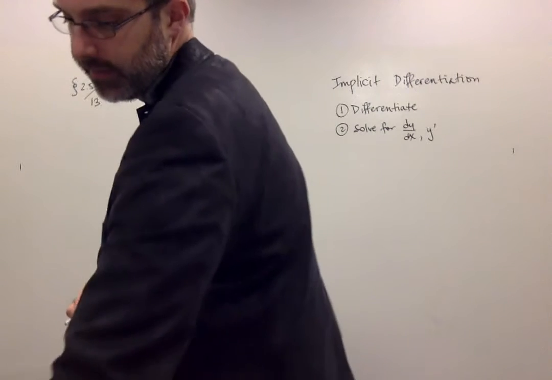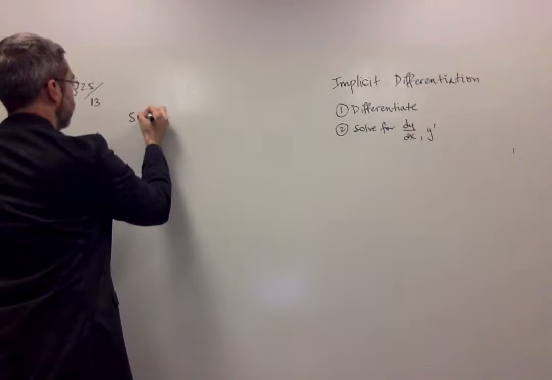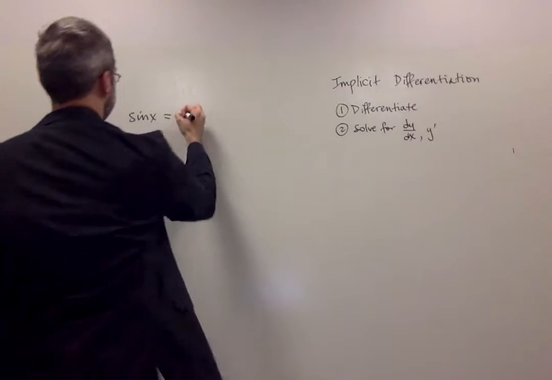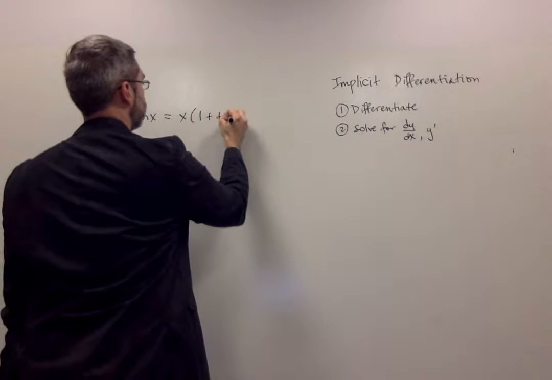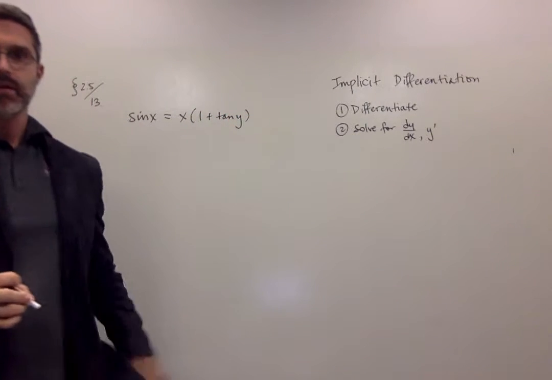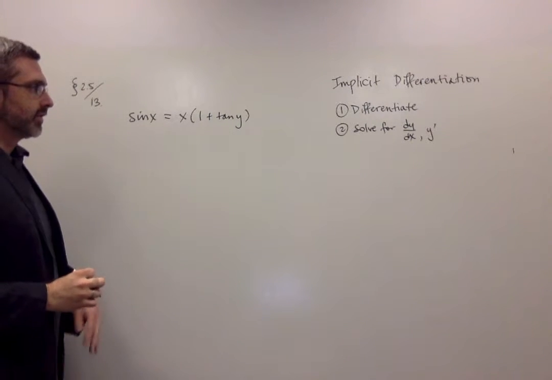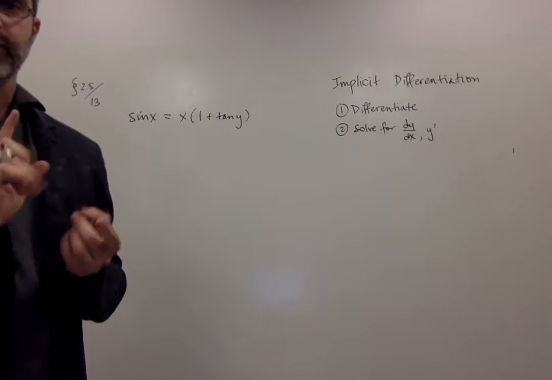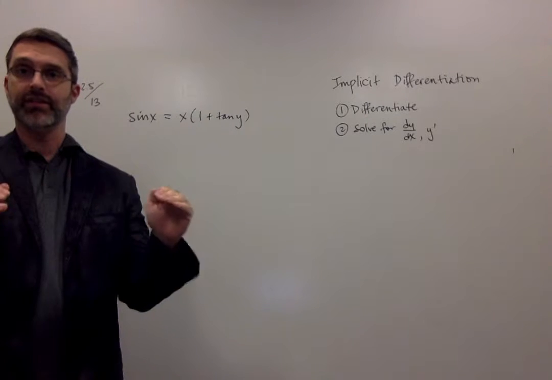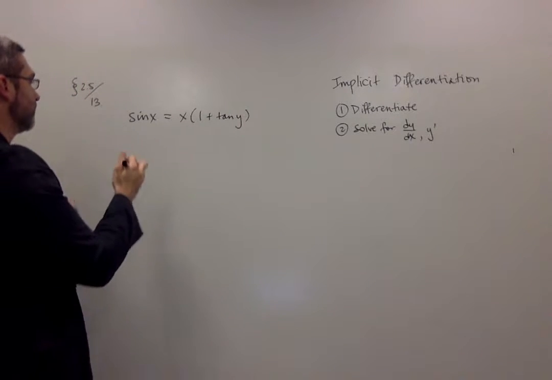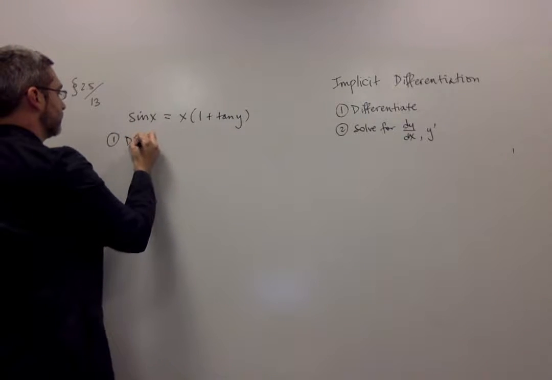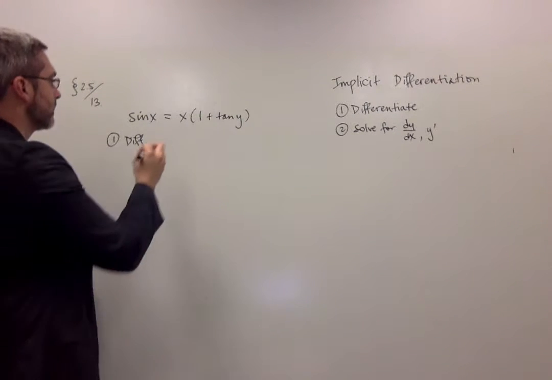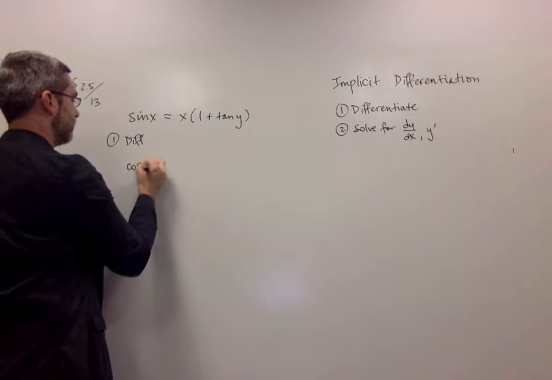So let's start with number 13. The equation here says sine of x equals x times 1 plus tangent of y. Okay? So here's our first equation. If we want to figure out the derivative, which is what we're asked for here, the first thing we do is flat out differentiate the equation with respect to x. So I start on the left side. I'm going to differentiate sine, and the derivative of sine, I just get cosine.